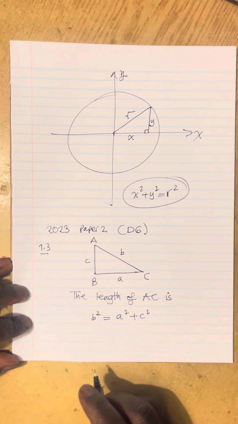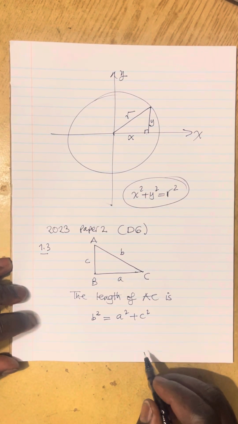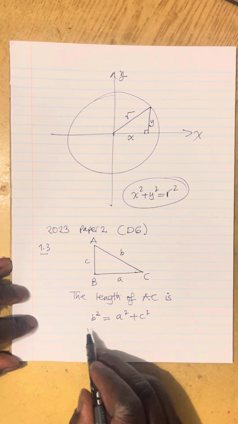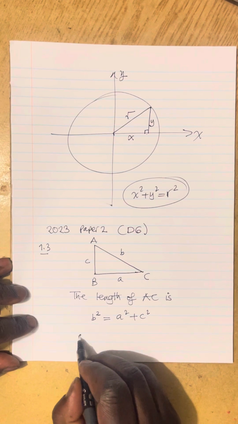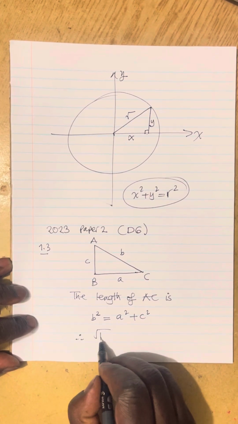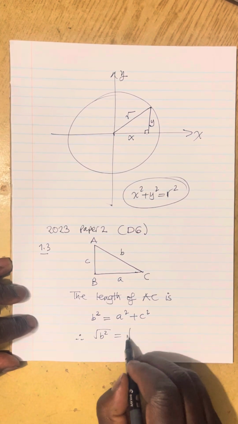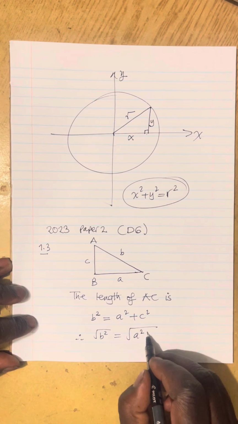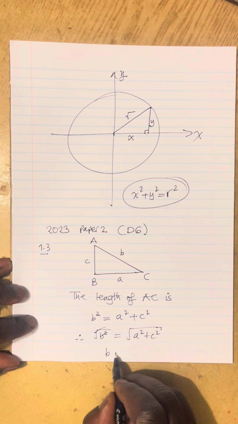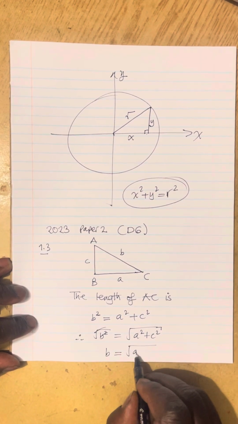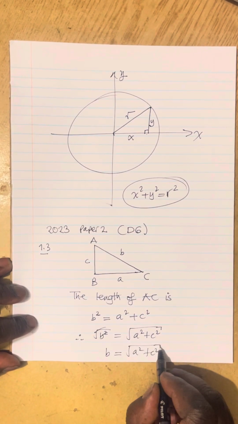Now this b squared is not the length of AC. The length of AC is found when you take the square root of both sides, remember? The examples I've given you so far. So you're going to say, therefore, the square root of b squared is equal to, remember we're dealing with distance, the square root of a squared plus c squared. So your b is going to be equal to the square root of a squared plus c squared.